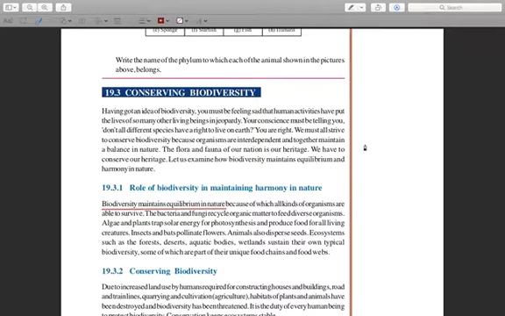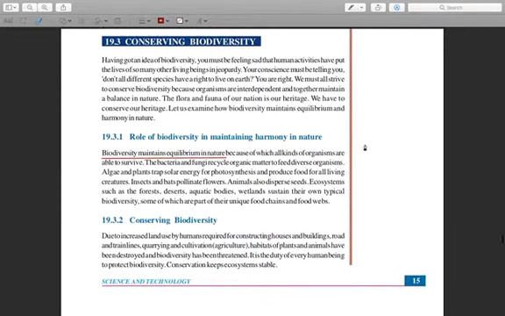We know that in the world we live on Earth, we must strive to conserve the biodiversity. There are different organisms and they are interdependent. They are not independent but interdependent to maintain a balance in nature. So we have to conserve the organisms. So the role of biodiversity is maintaining harmony in nature. Biodiversity maintains equilibrium in nature. Equilibrium means there is a balance.